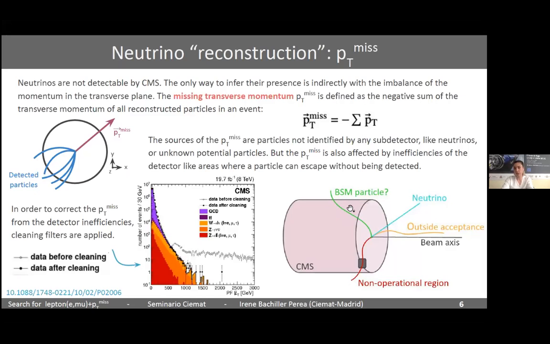What are the sources of this missing PT? There are all the particles that are not detected by any subdetector, as I said, but it can also come from a potential particle beyond the standard model that we don't know, or also a particle that escapes very close to the beam axis, or escapes through a region of the detector that is not operational. To correct this inefficiency, there are several filters applied to do this cleaning. Down in this plot, in this distribution, you can see how it corrects the data.